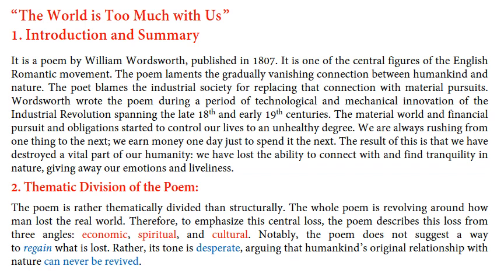Now, when we go through the poem, we are going to see that it has been divided thematically. Of course, I told you that the sonnet contains only one idea or theme, which is the loss of connection with nature. But the writer here presents it as being divided into three steps, or three types of discussion. First of all, he discusses the economic loss. Later, he discusses the spiritual loss, and then the cultural.